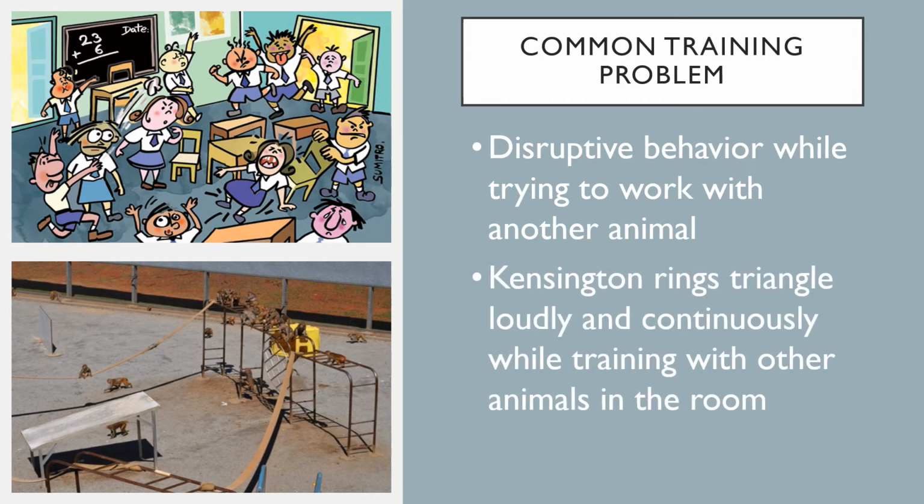So in this study, we had a Rhesus macaque named Kensington, and he had a triangle toy that had some metal and plastic trinkets hanging from it. Whenever I would train with the animals across from him, he would bang this toy really, really loudly against his cage, and it would be very disruptive to our training sessions. Kensington was a 9-year-old male.